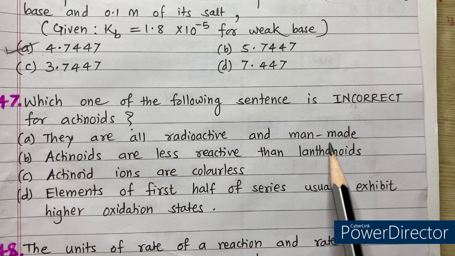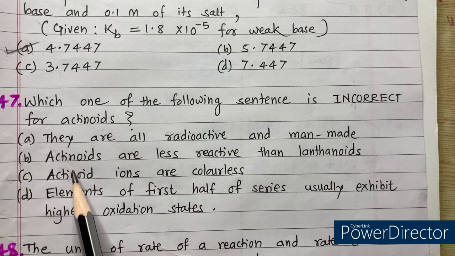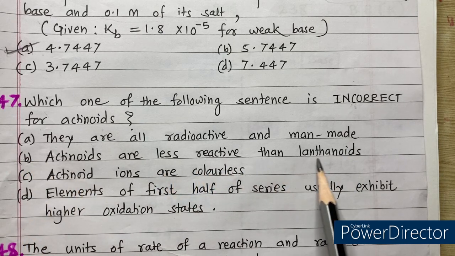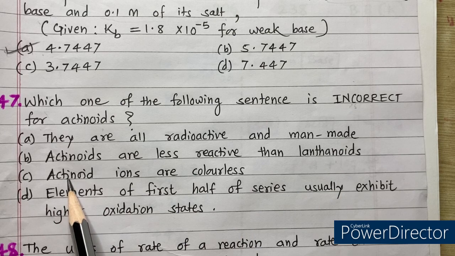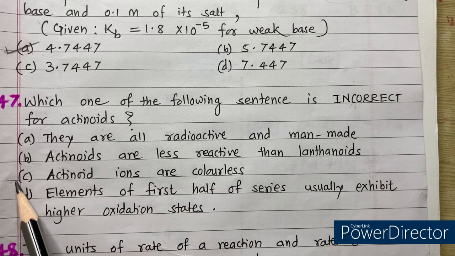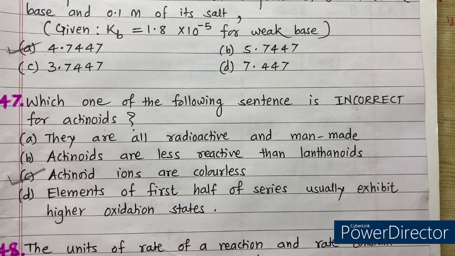They are all radioactive and man-made. It is a correct statement. Actinoids are less reactive than lanthanoids. Correct. Actinoid ions are colorless. No. Actinoid ions are also colored. That is, this is an incorrect statement. Okay. This is also correct.